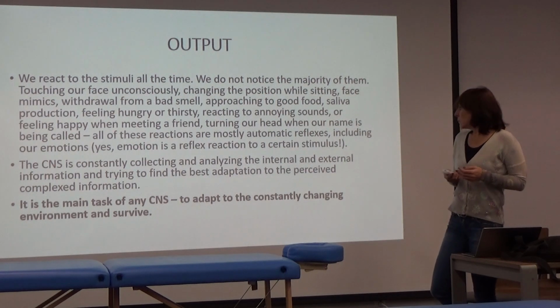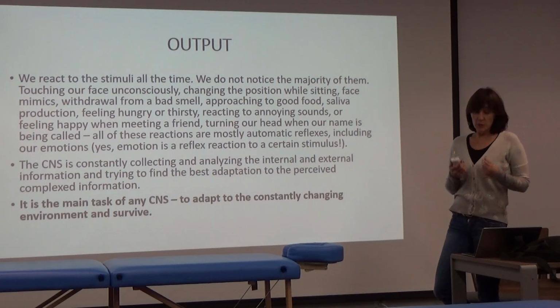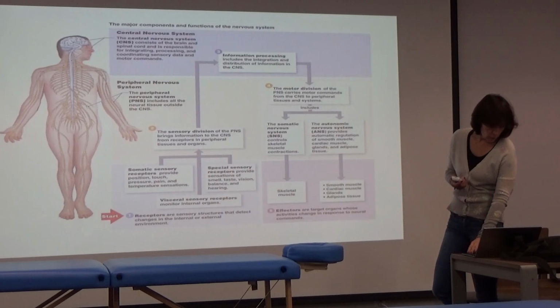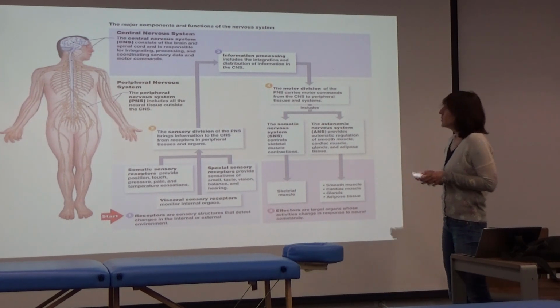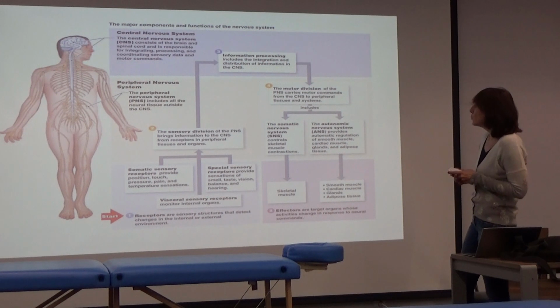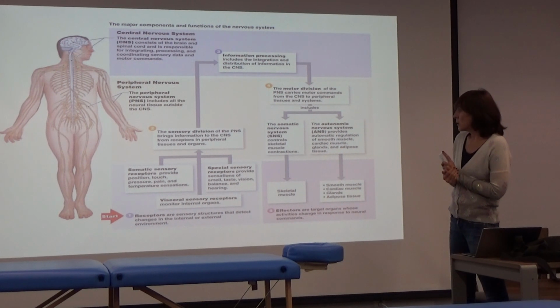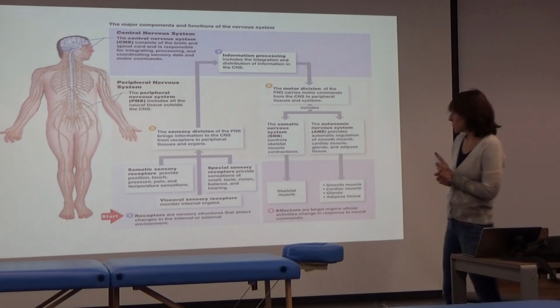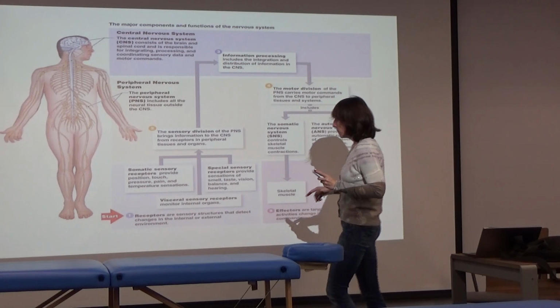And the main target of the central nervous system is to produce the best adaptation for the organism. This is how it works, and it's a very good table. It's a little bit complicated, but it shows what happens after we get the stimulus. So it basically summarizes everything we talked about before.